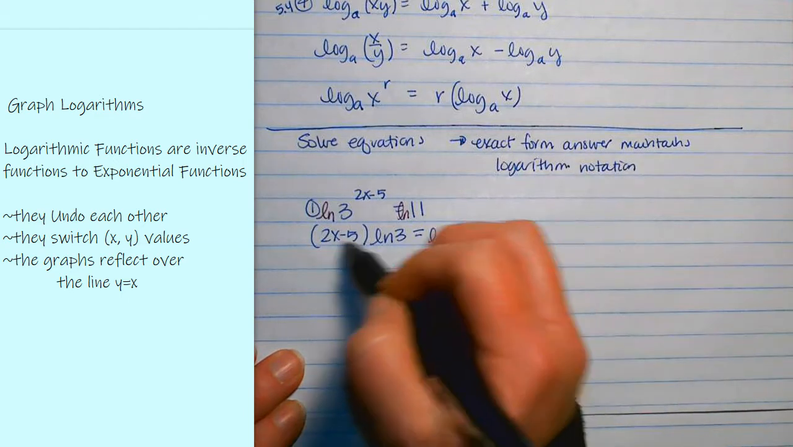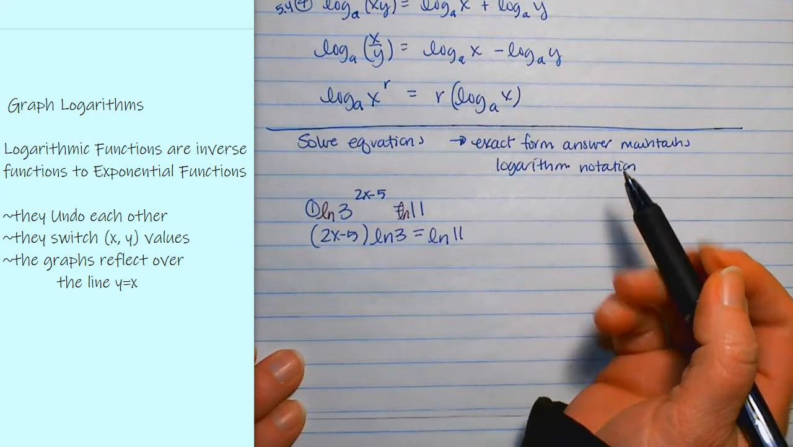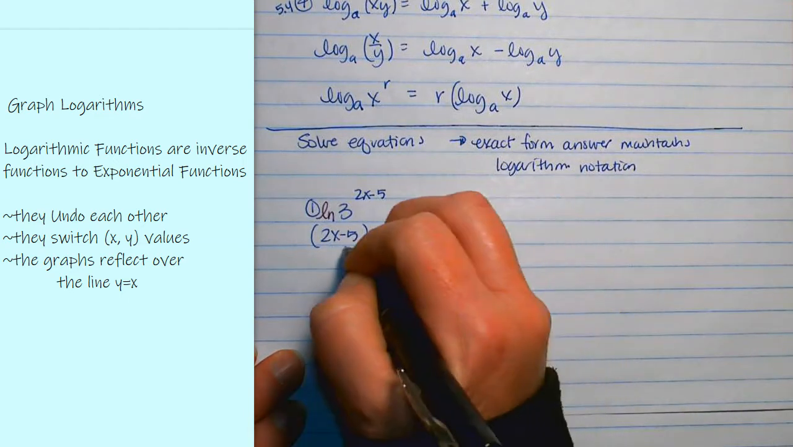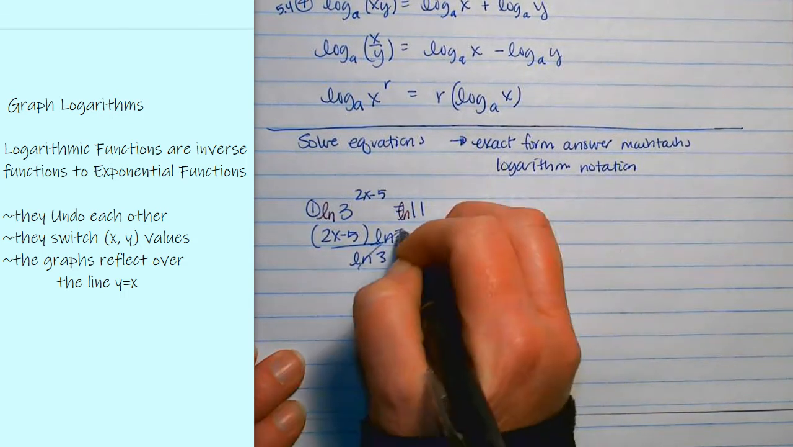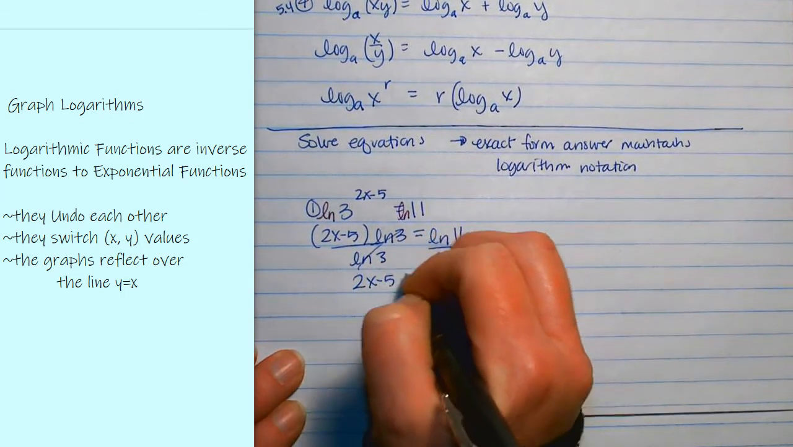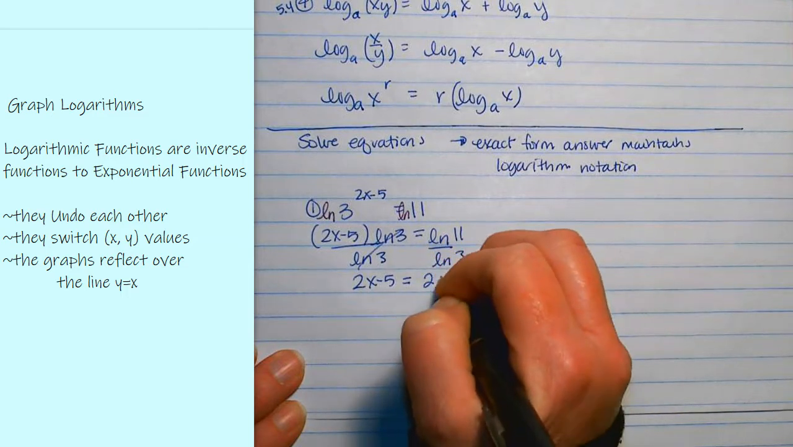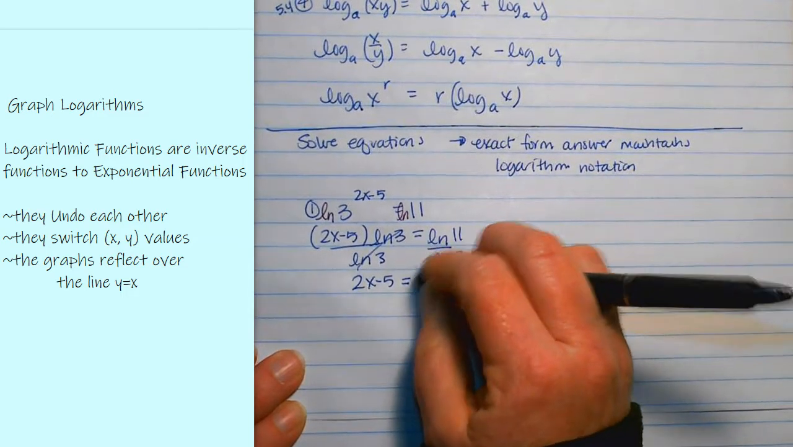I need to get this part by itself before I can do anything else. So I'm going to divide both sides by the natural log of 3. And so I now have 2x minus 5 equals the natural log of 11 over the natural log of 3.